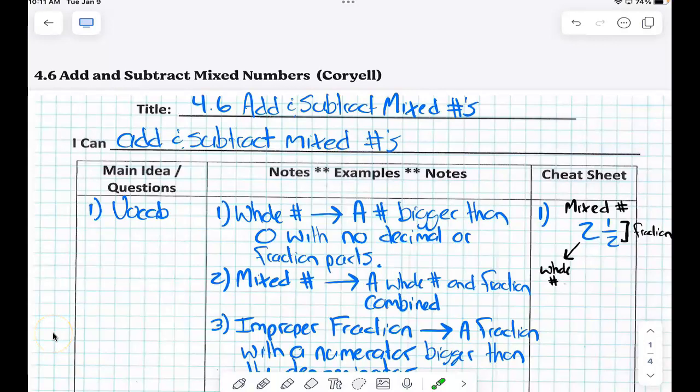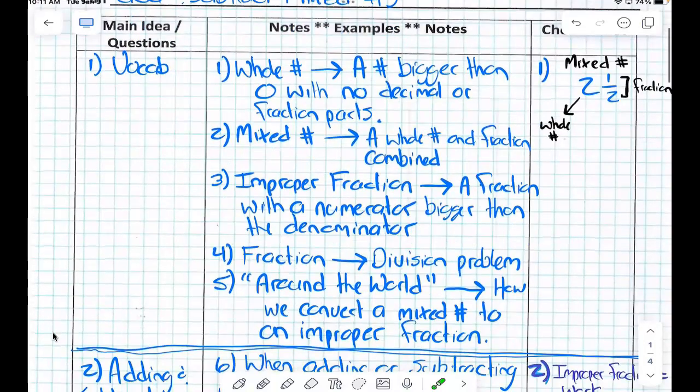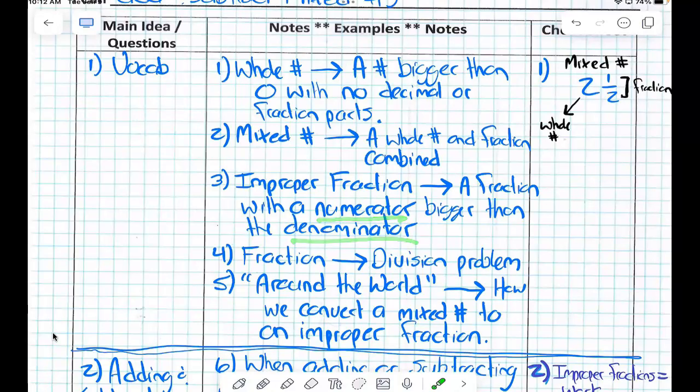Today we finished 4.6, adding and subtracting mixed numbers. Can you guys add and subtract mixed numbers? Yes. I'm going to just skip through a couple of these words. An improper fraction has a difference between the numerator and the denominator. What's true about the numerator compared to the denominator? It's bigger, right? A fraction is simply a division problem. And how do we convert from a mixed to an improper?